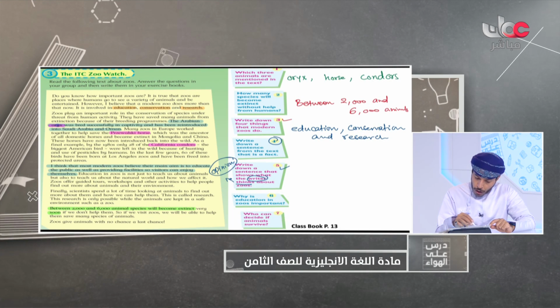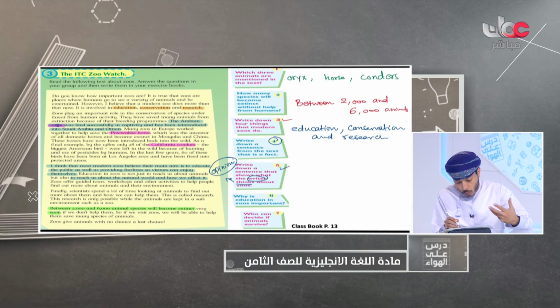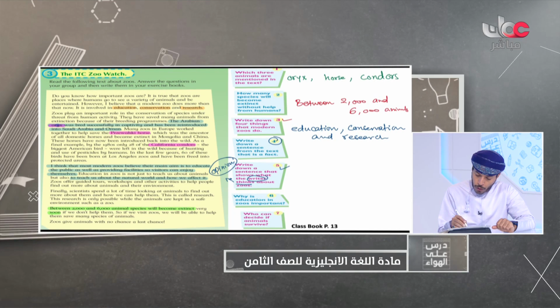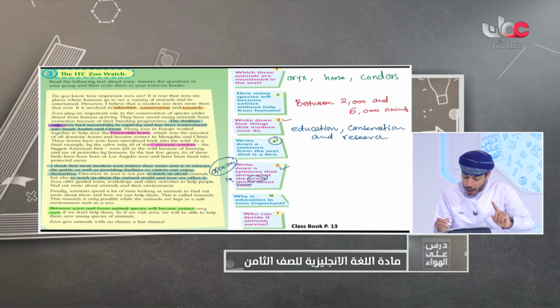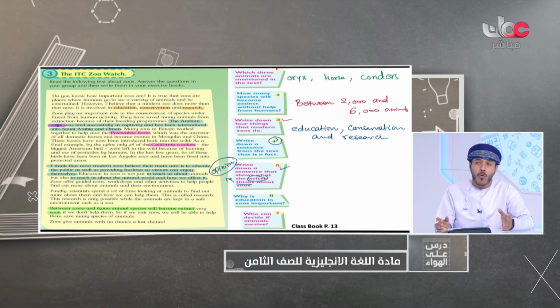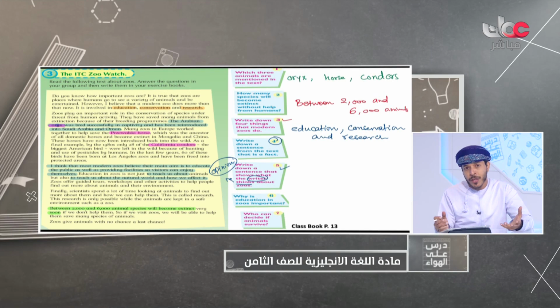Why? Because the answer is very clear here. To teach us about natural world and how we affect it. Okay, so education is just to teach us about animals, but also to teach us about the natural world and how we affect it. So all these are the answers. Okay, and for the last one, who can decide if animals survive? And this is very clear. Who can decide if this animal can survive or not? Of course, human beings or humans.